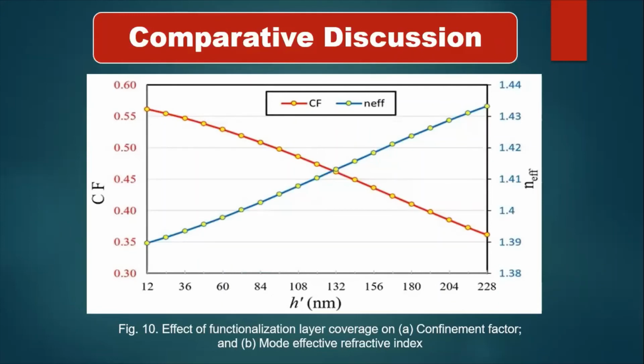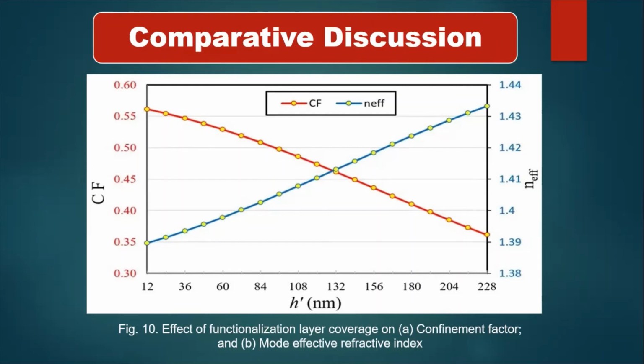Coming to comparative discussions, the graph here is the conclusion of the second part of our experiment, where we wanted to see whether there is any effect of functionalization layer coverage on the working of a silicon nanowire waveguide. For this, we thought of seeing how the confinement factor and effective index change with change in functionalization layer coverage. Initially, the functionalization layer coverage was taken as 12 nanometers, and it was eventually increased stepwise to 228 nanometers, and the confinement factor was particularly studied.